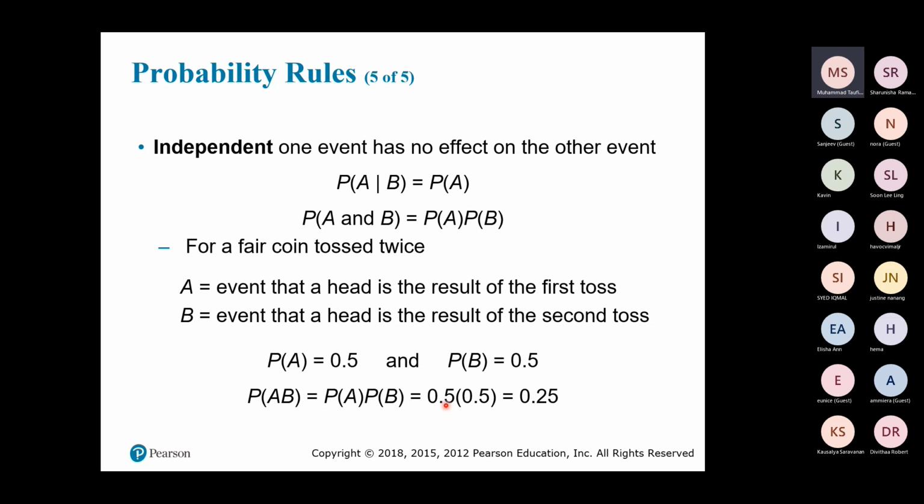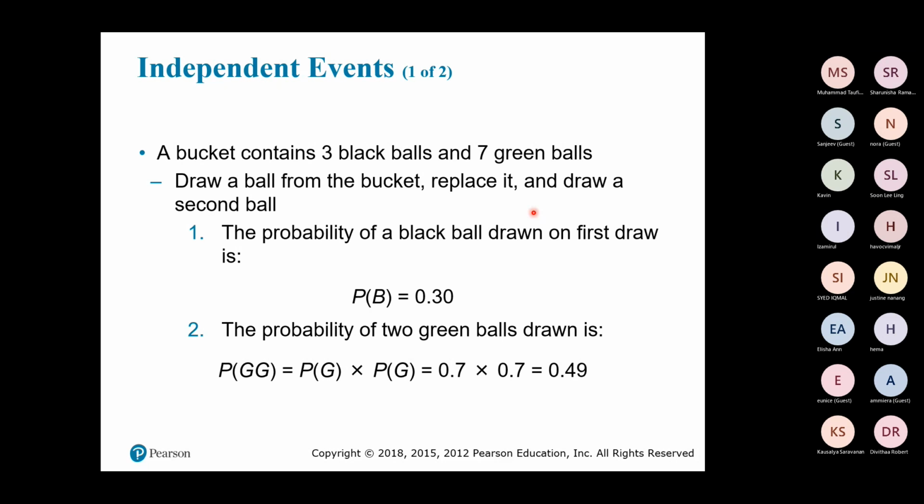So just multiply 0.5 with 0.5, and you will get 0.25. That is how you calculate for independent events. You just multiply the probability of event A happening with the probability of event B happening.